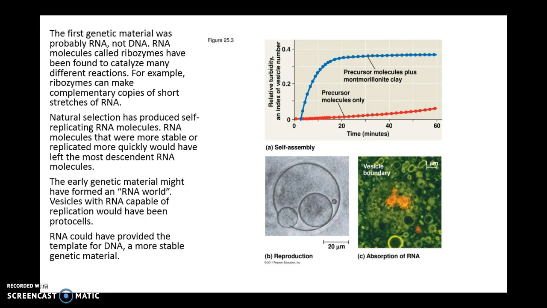So we started out with compounds into protocells, and then the next thing we need is the ability to pass on our inherited data. We've talked quite a bit about DNA and the ability to pass on inherited information, but the first genetic material was probably RNA, that ribonucleic acid, not DNA.